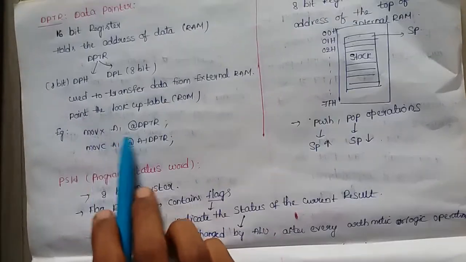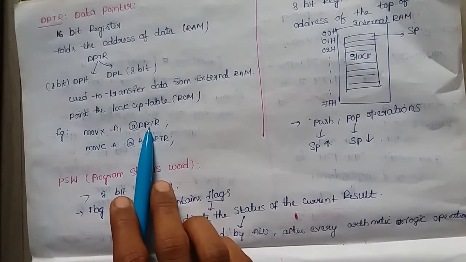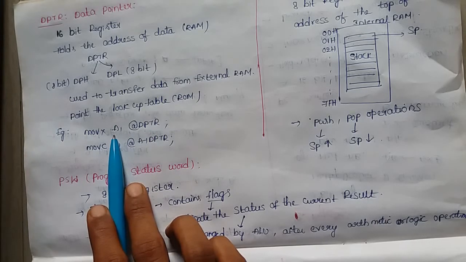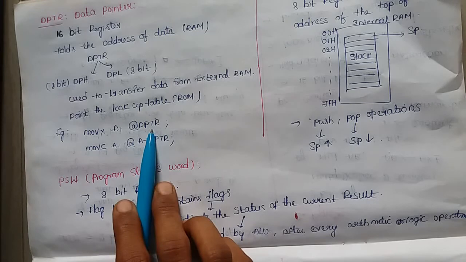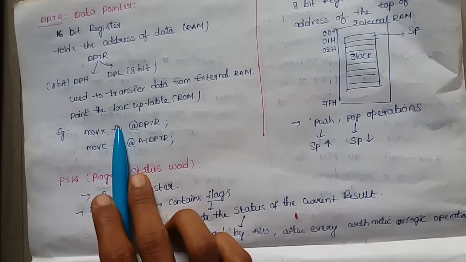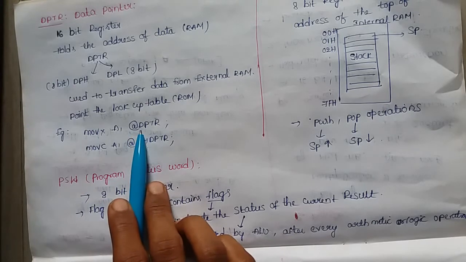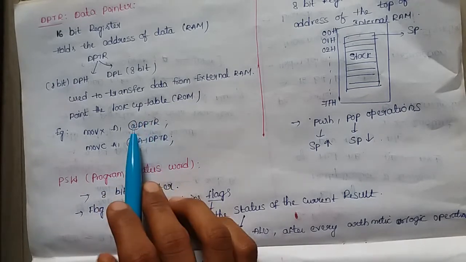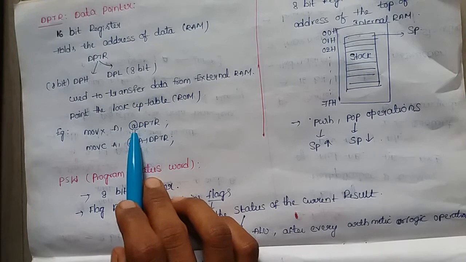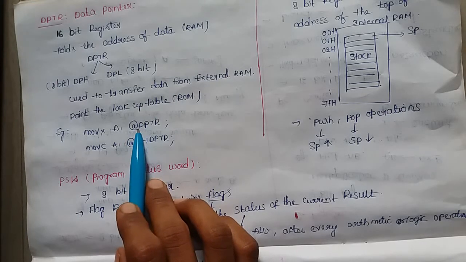If you see the example, MOVX A, @DPTR. Here A gets the data from the external RAM location pointed to by the DPTR. You may see that whenever @ is present, that indicates accessing from external memory.